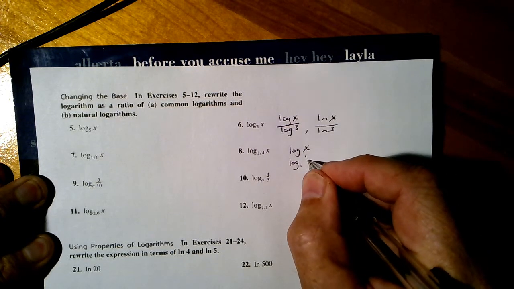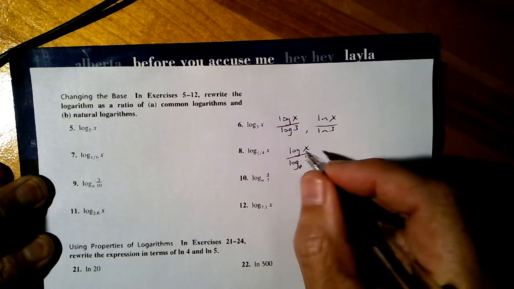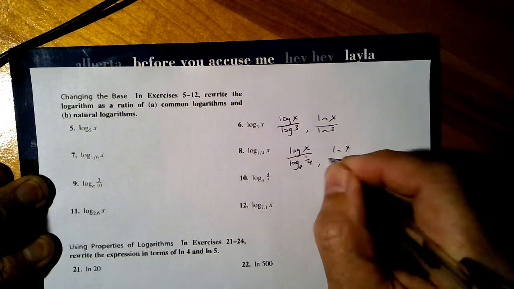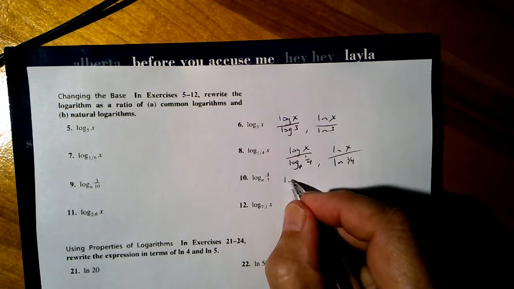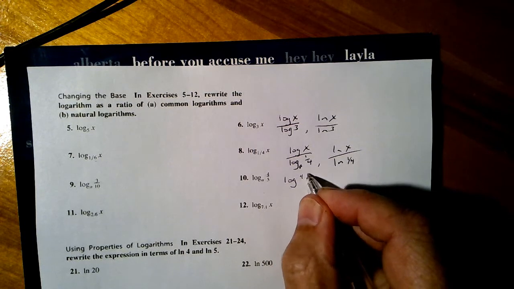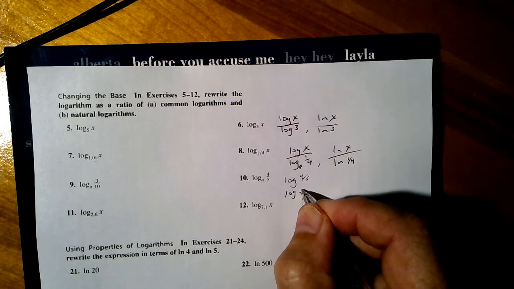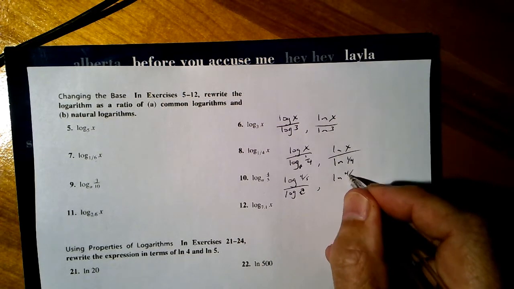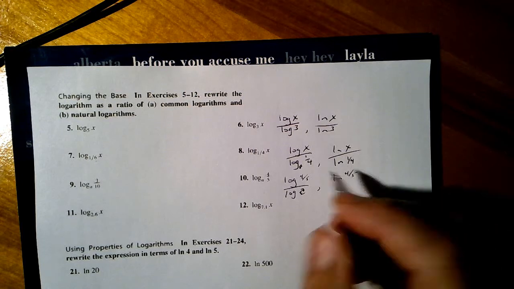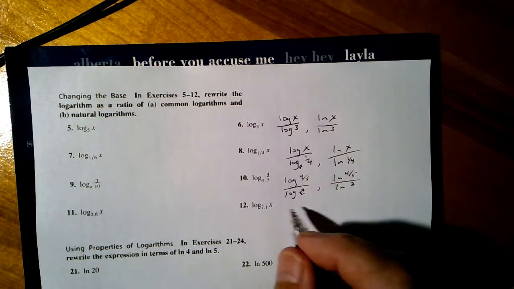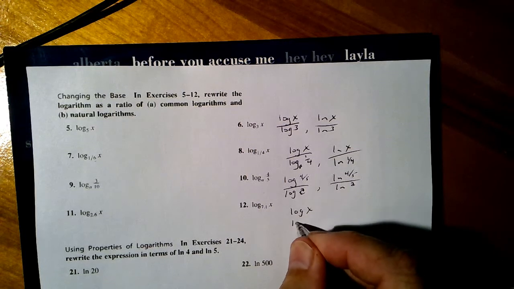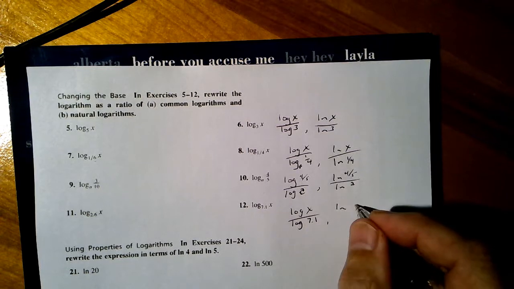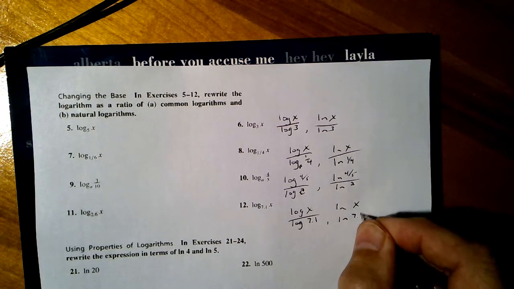log 1/4, excuse me, that's natural log, or ln x on ln 1/4, etc. Log 4/5 on log base 10, well, I'm doing it again, of a, or ln 4/5 on ln a. Log x on log 7.1, or ln x on ln 7.1.